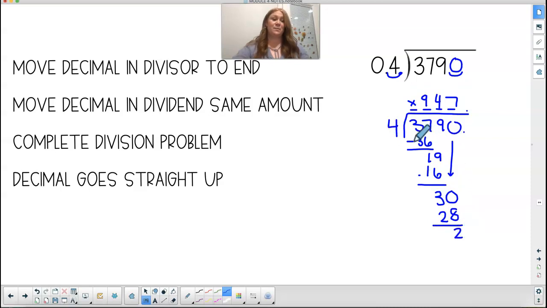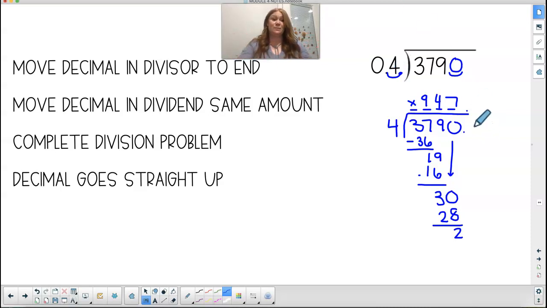Now, one thing. When we're working with decimals, if it gives you the problem as a decimal, it wants the answer back as a decimal. It doesn't want a remainder. It does not want a fraction. It wants your answer either as a whole number that went in there perfect or back as a decimal.